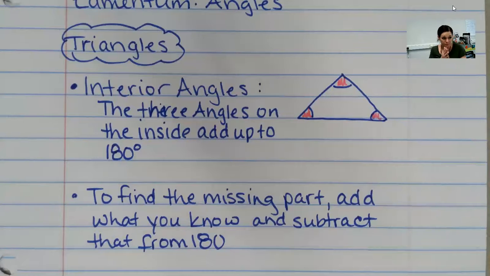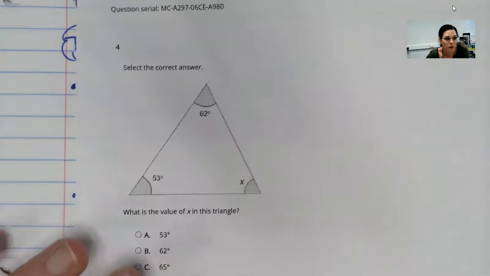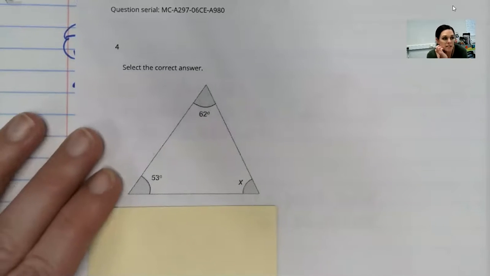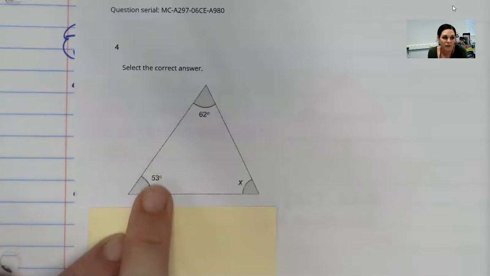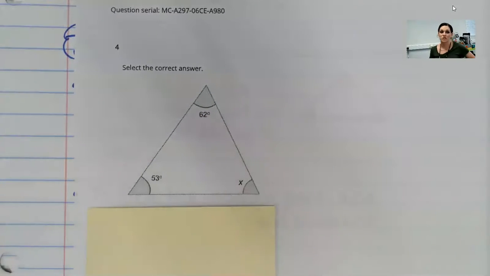Let's do a problem just to make sure we can do that. I have here a triangle, and if you need more time writing, let me know. I don't want to show the answers just yet because I want to see if you can get to them. It's a triangle because it's three-sided. I have 53, 62, and an unknown. So the question is, what does that unknown angle have to be? I'm going to let you give it a shot.